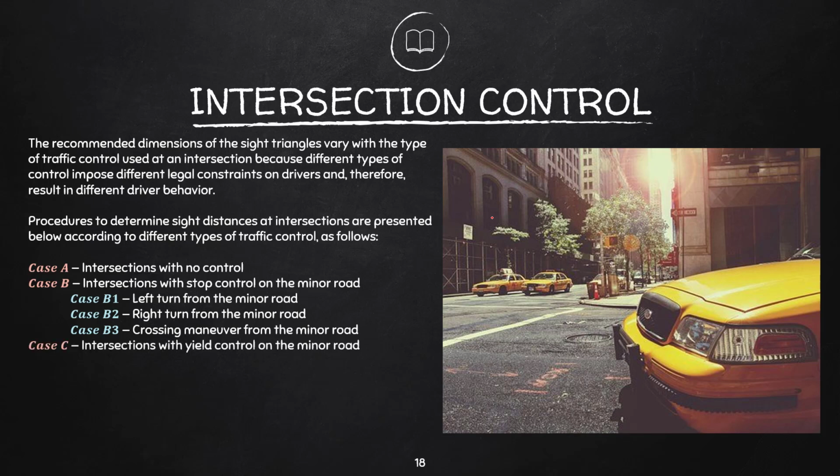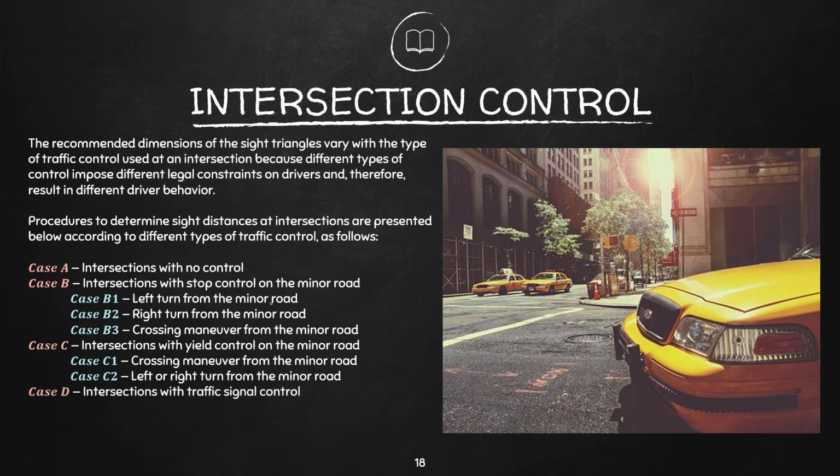Case C, intersection with yield control on the minor road. Yield control means a yield sign. When you say yield sign, the maneuver should be based on yielding. You should evaluate first before proceeding with your maneuver. For the stop control, it means that you should really stop. It is mandatory stopping. Two cases for case C: crossing maneuver from the minor road, and left or right turn from the minor road.